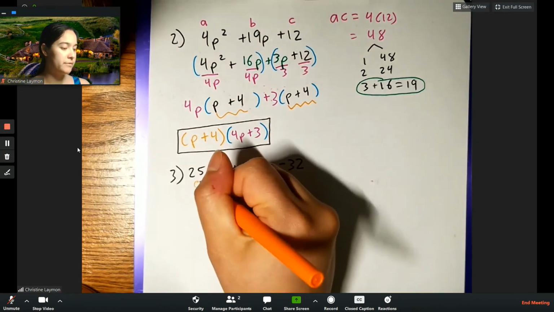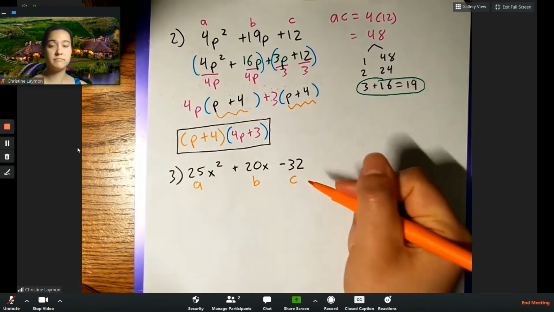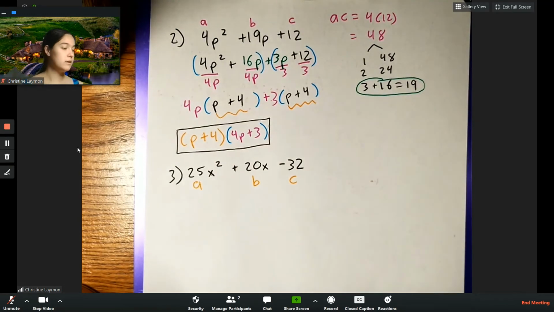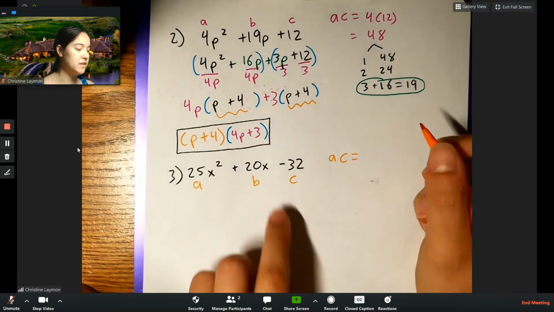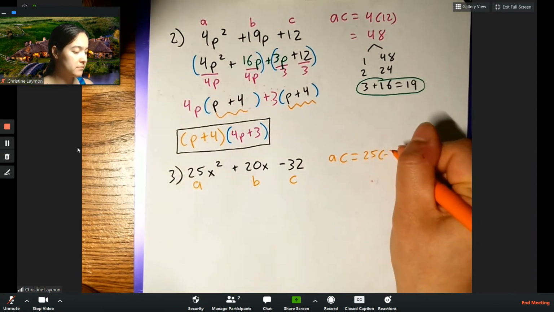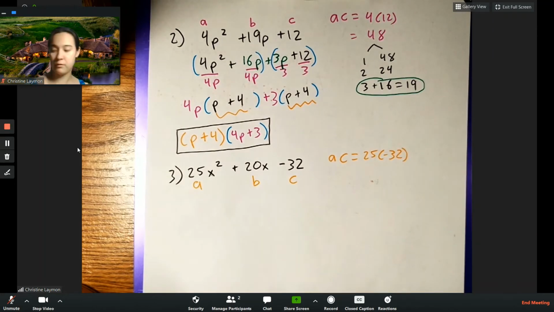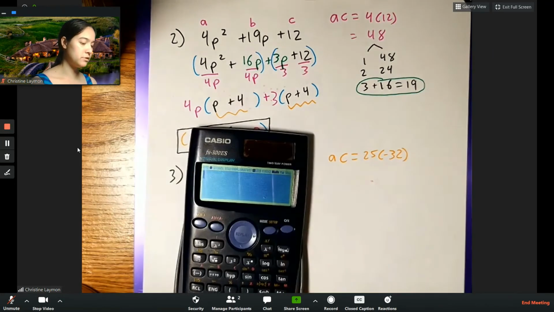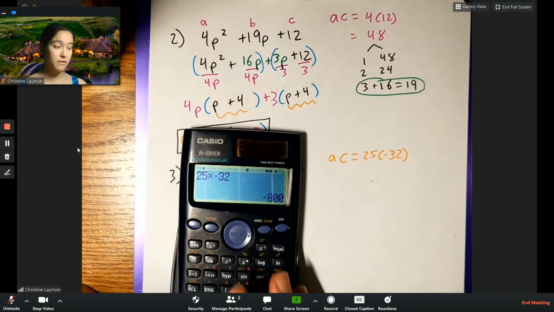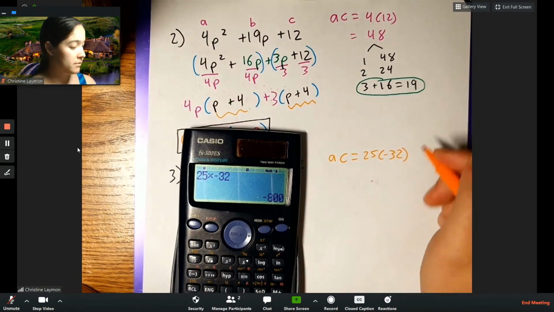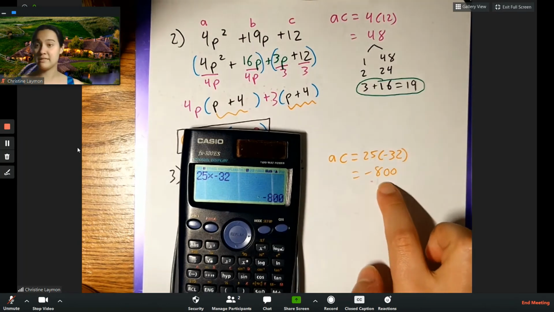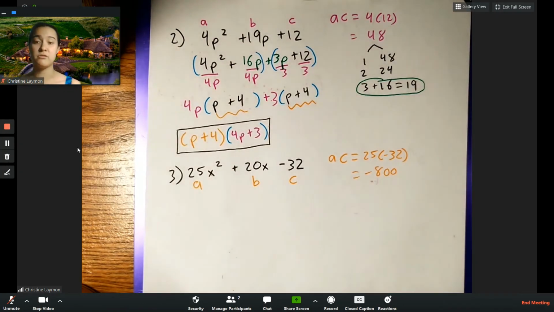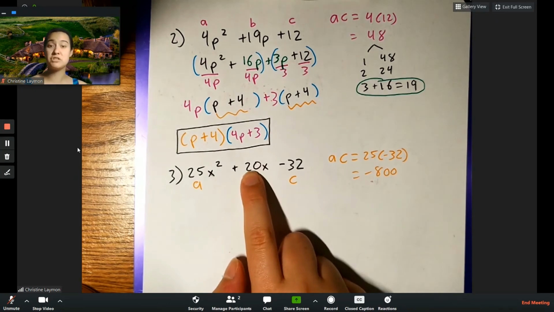And as before, A, B, and C. So I'm going to go ahead and say, all right, let's find A times C. So 25 times negative 32. And I'm going to go ahead and grab a calculator here. So 25 times negative 32, negative 800. Not so bad. That'll actually be okay to deal with. Got negative 800. And so that's our product of AC. Our goal is to also find those numbers that sum to get us B, just 20.